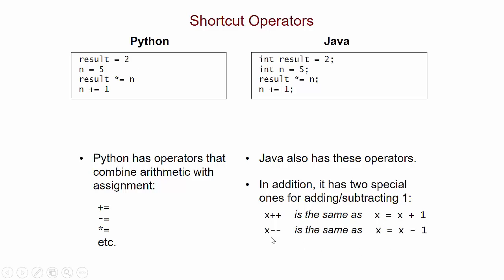The minus minus operator subtracts 1 from the current value of a variable. So x-- is the same as x is assigned x minus 1. And so up here on our fourth line, rather than using the plus equals to add 1 to n, we can instead use plus plus.